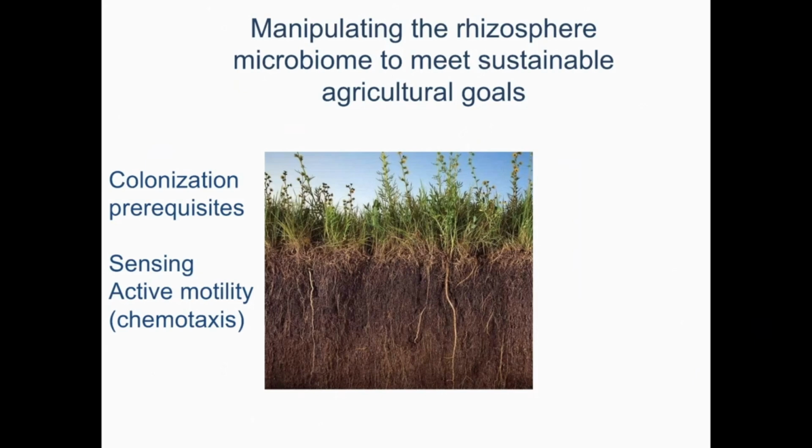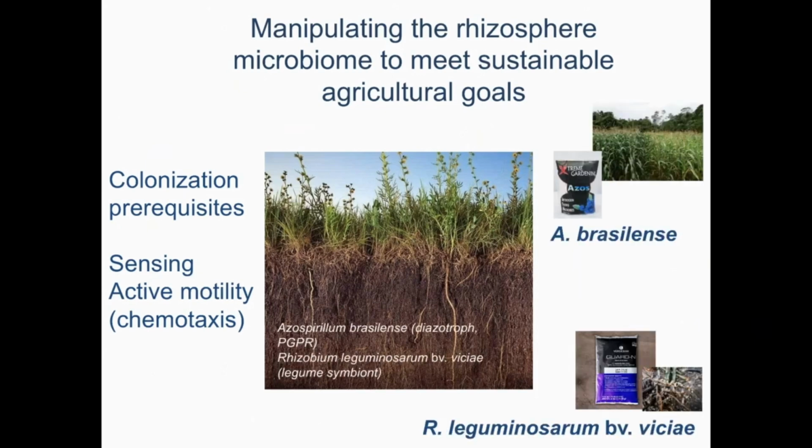My lab has been using two different plant growth promoting rhizobacteria to study chemotaxis and the role of chemotaxis in association with the plant. One of them is called Azospirillum brasilense, a diazotroph, nitrogen-fixing bacteria, and PGPR. And the other one is Rhizobium leguminosarum biovar viciae, a legume symbiont. Both of them have been used around the world in several biofertilizers or bio-inoculants and have been quite successful. So they are pretty good model systems for at least my research goal, but many others as well.